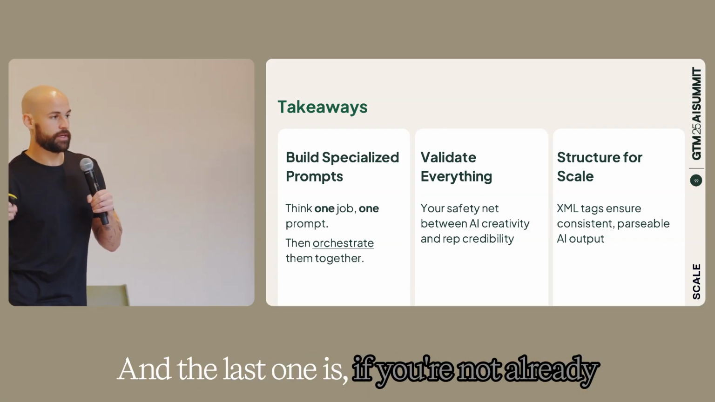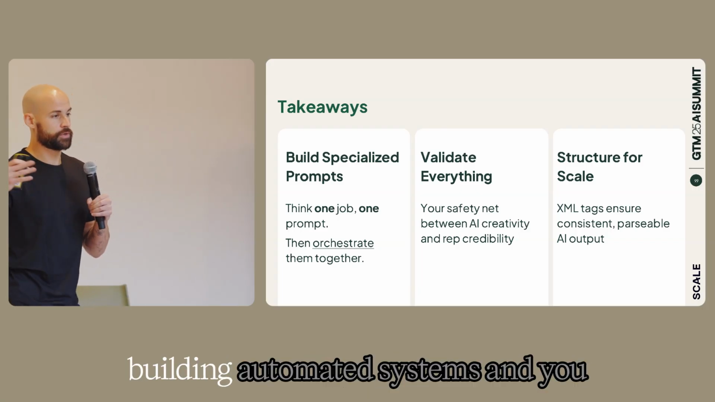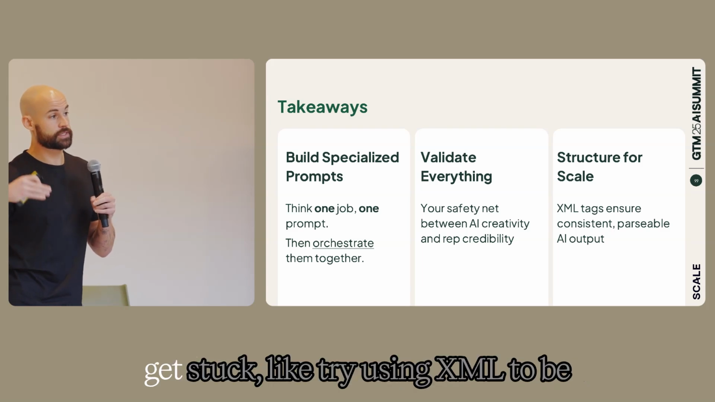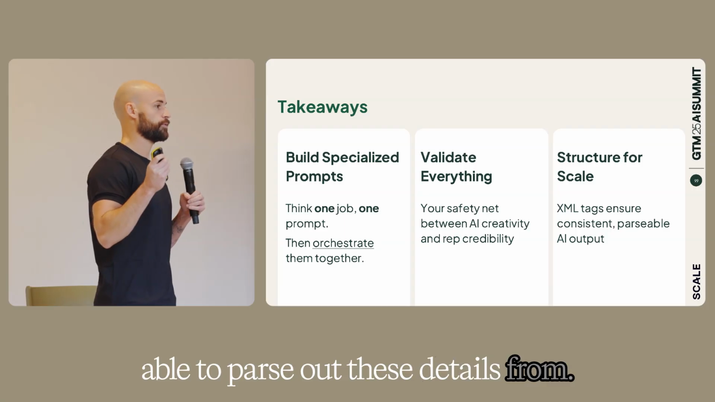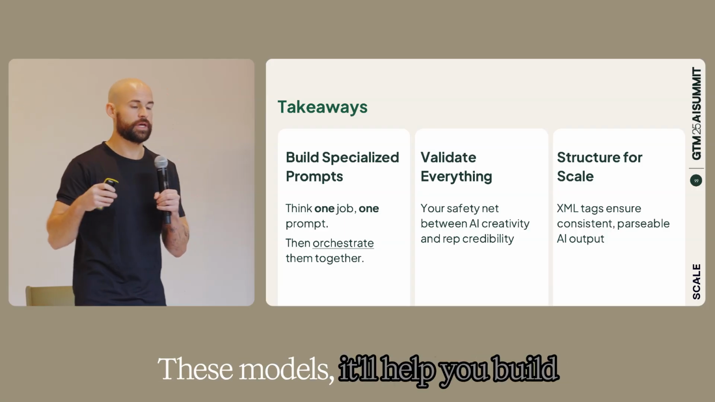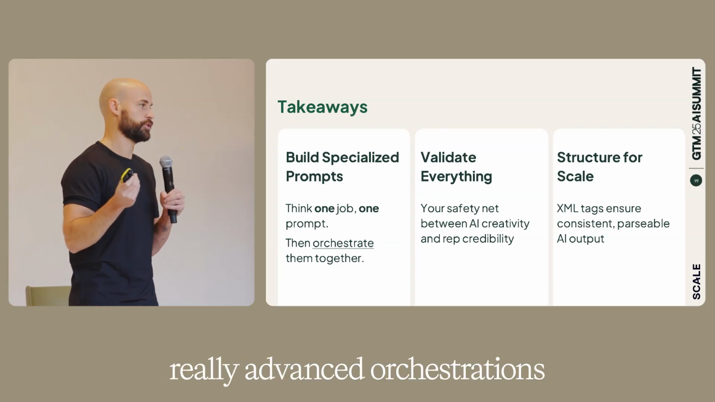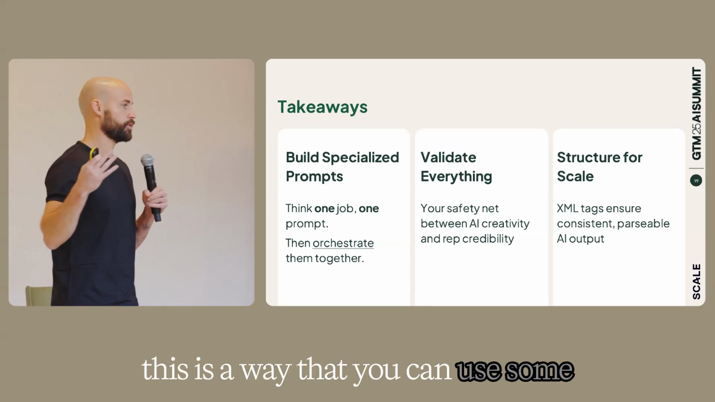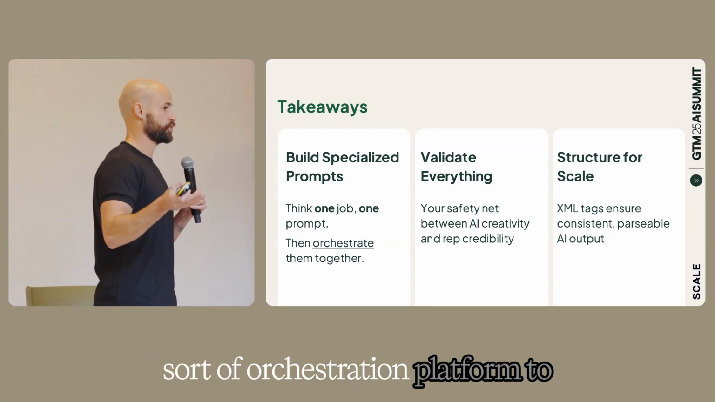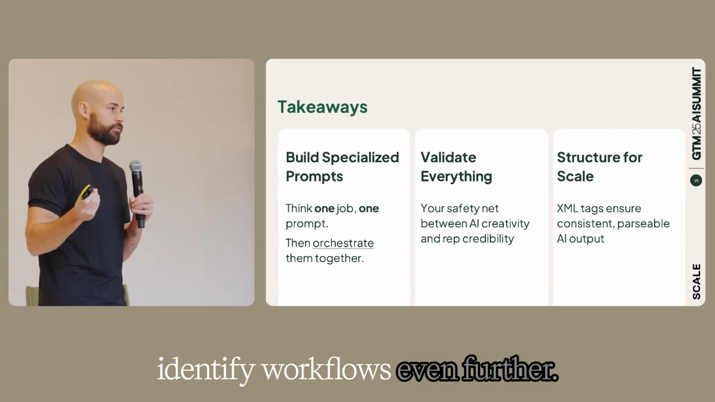And the last one is, if you're not already building automated systems and you get stuck, try using XML to be able to parse out these details from these models. It'll help you build really advanced orchestrations to do actions on your behalf. So when people talk agents, this is a way that you can use some sort of orchestration platform to agentify workflows even further.